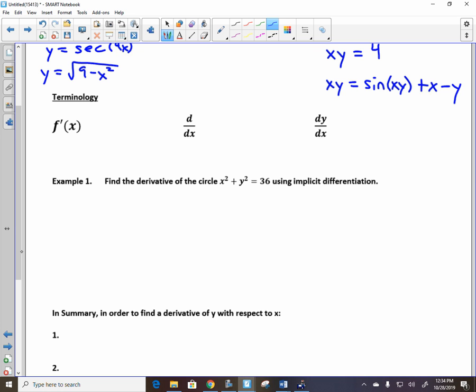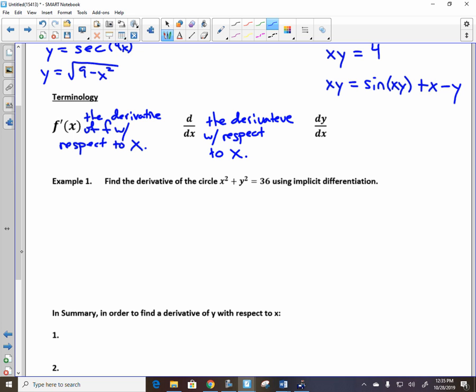So this means the derivative of a function with respect to x. Okay, the derivative of f with respect to x. So x is your variable. It's your independent variable in that situation. And that's what we've been doing so far. Okay. This means the derivative with respect to x. So it's not necessarily the derivative of something else so much as just the derivative of that thing.